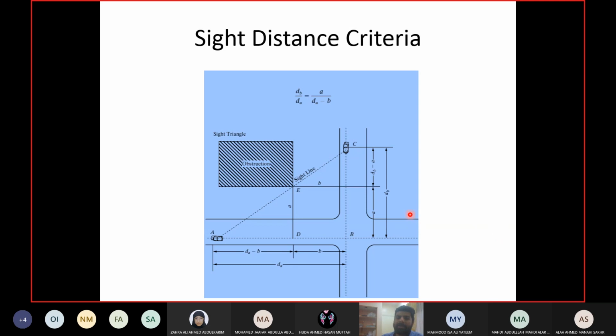Okay. Similarly, we have DB, which is the distance from the intersection to the position of the driver from where he can see the driver coming from the major road. Okay, so we have DA and DB, which are the distances from the intersection to the position of the driver at which they can see the driver coming from the other direction.